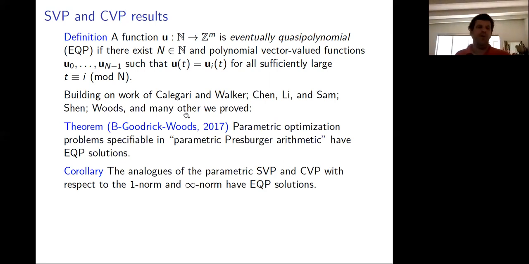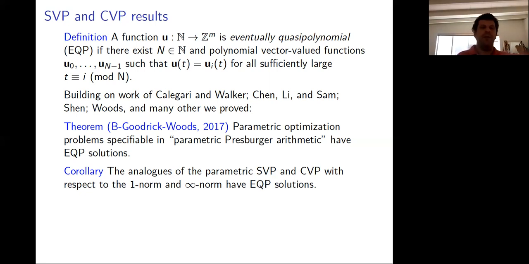And Woods sort of conjectured a generalization of all of this, which the three of us proved a few years ago. I won't tell you exactly what it means because it's technical, but we basically show that a wide variety of parametric counting and optimization problems that are specifiable in a certain language, which is called parametric Pressburger arithmetic, have eventual quasi-polynomial solutions.